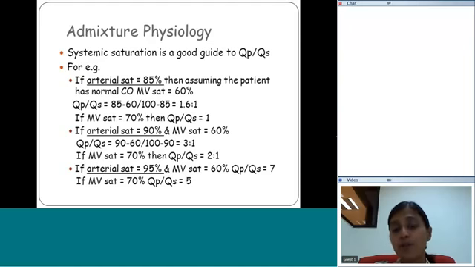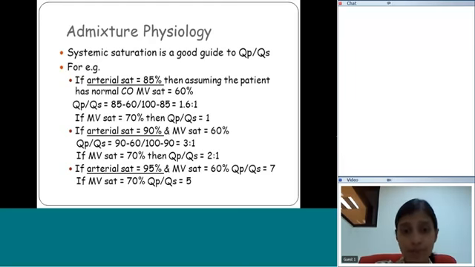So if the arterial sat is 90%, QpQs is high, either 2 or 3:1. If it is 95%, it's extremely high, 5 or 7:1. So the arterial sat will give you a guide in this sort of common mixing type physiology. It will give you a fairly reasonable guide as to what the QpQs in this patient is, even without doing a cath.